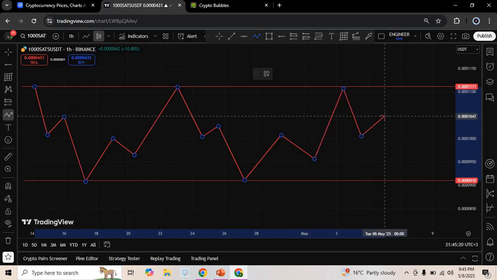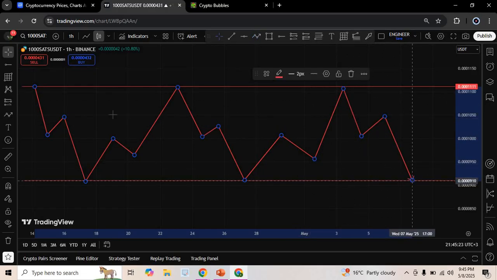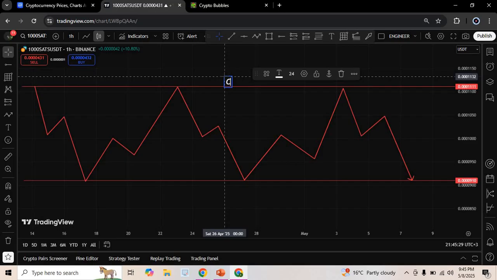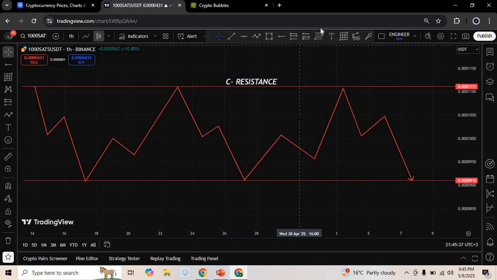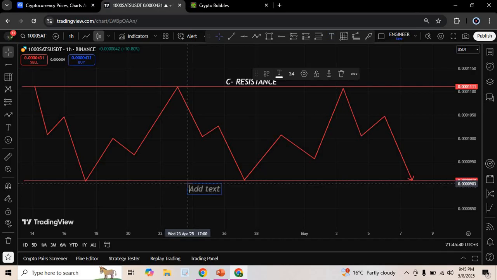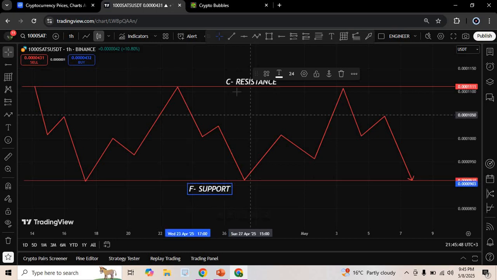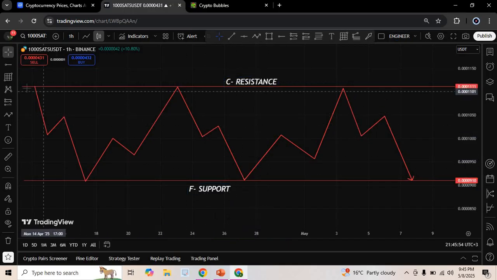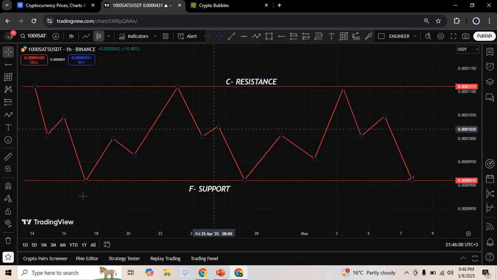So this is basically a choppy market. So just to name this, our ceiling in this case, our ceiling is what we call the resistance. And our floor right here, our floor is what we call the support. Like that. So our ceiling is the resistance, our floor is what we call the support. So the support and the resistance zones are a zone. They are not a line. They are basically a zone.